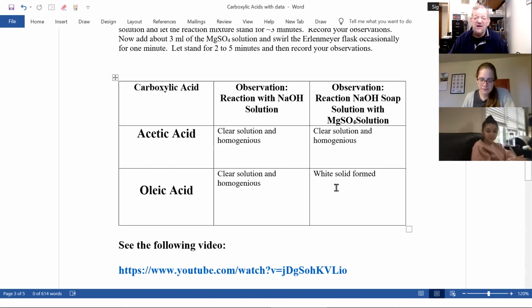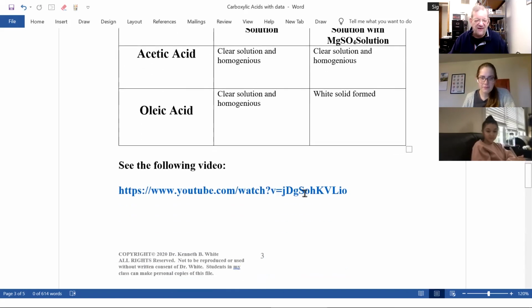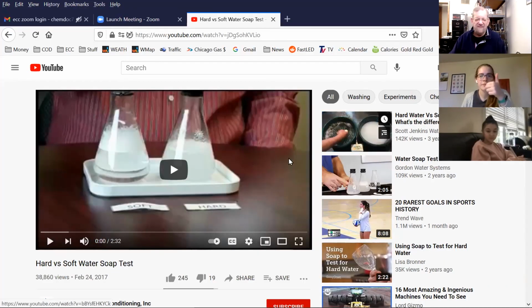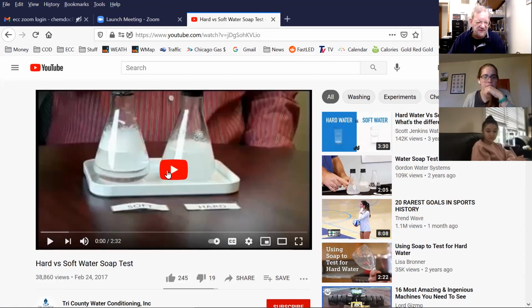But anyways, it's a white solid. And here's why. Let's go to the internet. Everybody see the beakers on there? Erlenmeyer's not beaker.